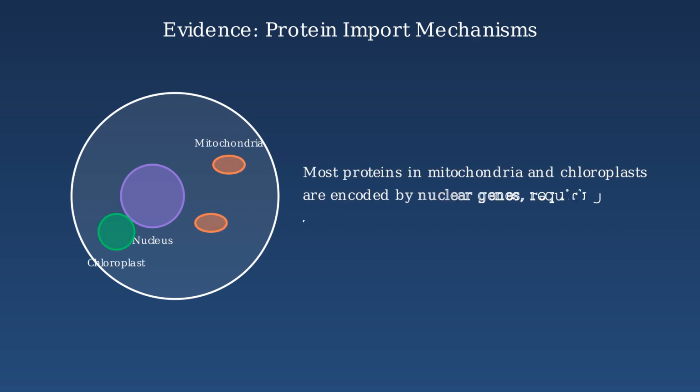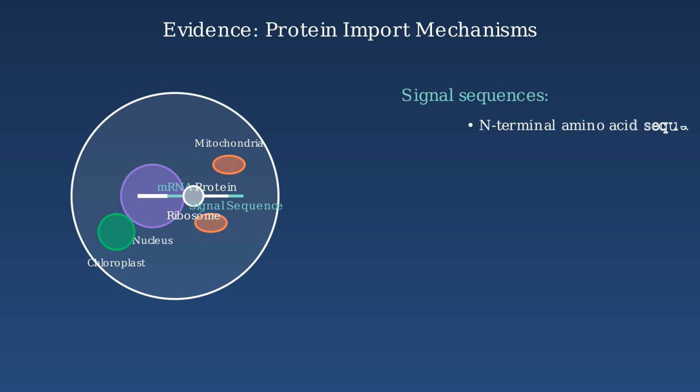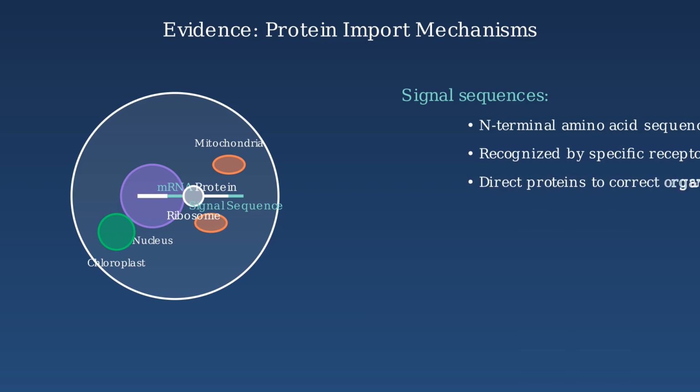During endosymbiosis, most genes from the bacterial ancestors transferred to the nucleus, but their proteins still need to function in these organelles. Proteins destined for mitochondria and chloroplasts are synthesized on cytosolic ribosomes with specific signal sequences. These signal sequences are specialized amino acid segments that act as address tags, directing proteins to their proper destination organelle.